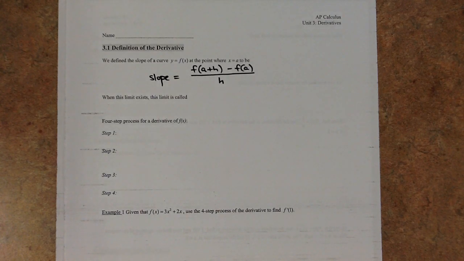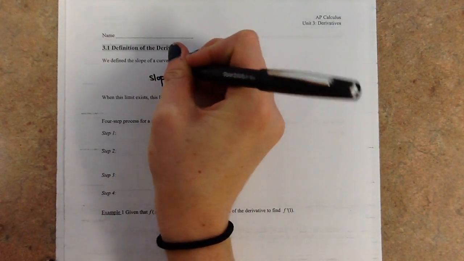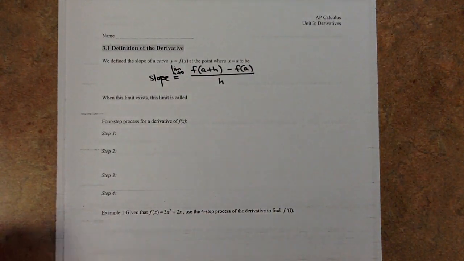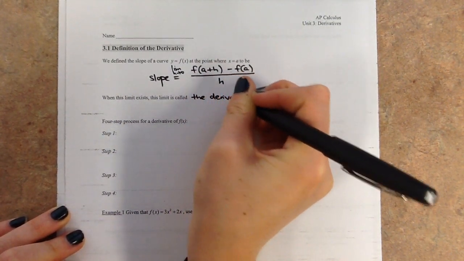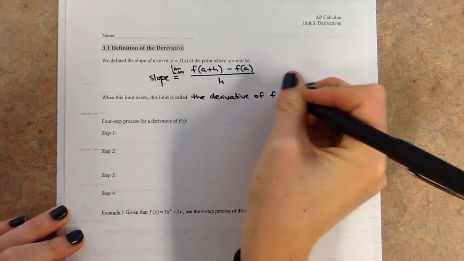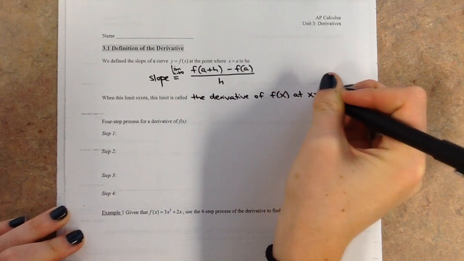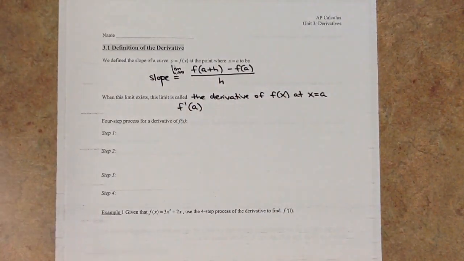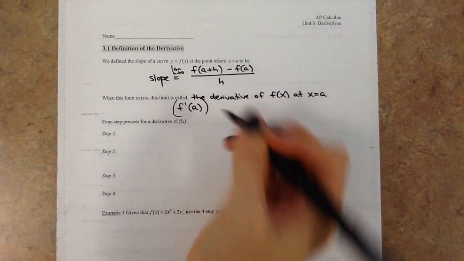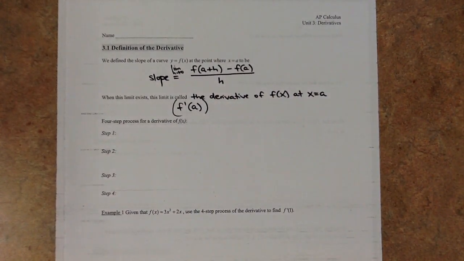So what we do with this is we want to find the limit of this thing as h approaches 0. So let's sneak in here the limit as h approaches 0. When this limit actually exists, this limit is called the derivative. And so our shorthand notation is we write f with a little apostrophe and then a. We read this as f prime of a. Anytime you see that little apostrophe, it's read as prime. So that is our limit definition of a derivative.